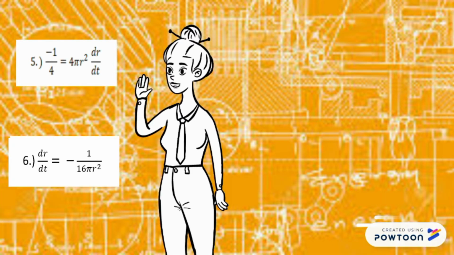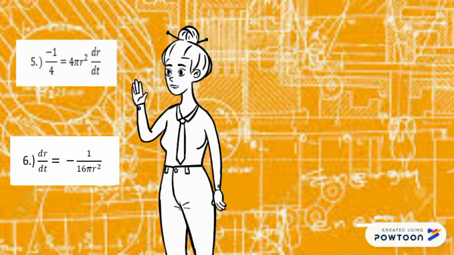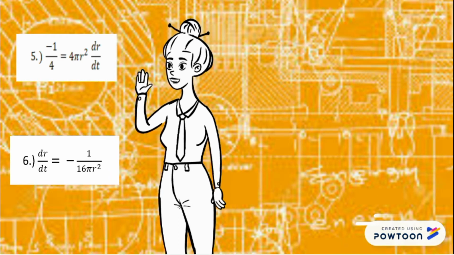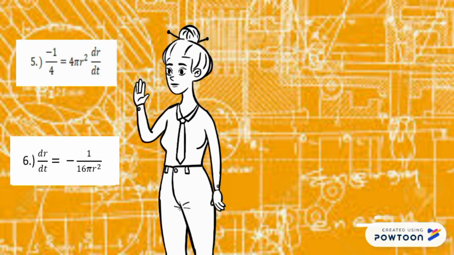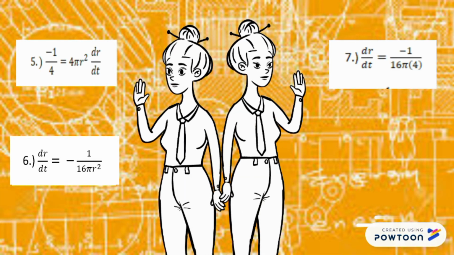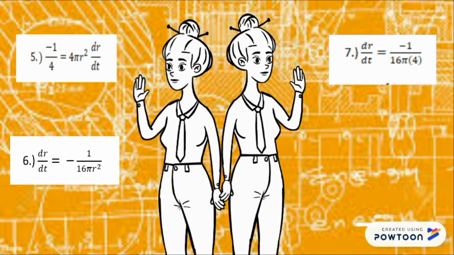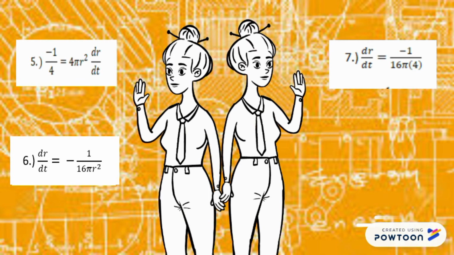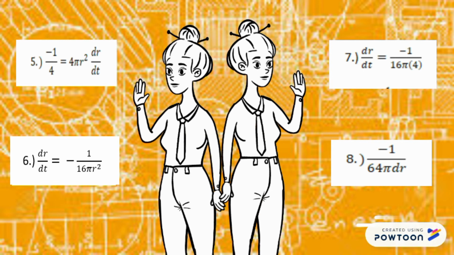Sixth, simplify, then here we have dr over dt equals negative 1 over 16 pi radius squared. Substitute the value of r, which is 2. Then we obtain dr over dt equals negative 1 over 16 pi quantity 4, or negative 1 over 64 pi feet per minute.